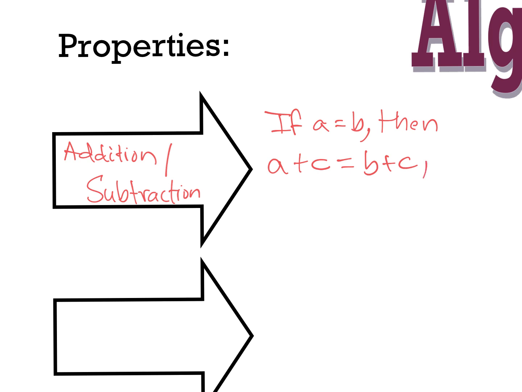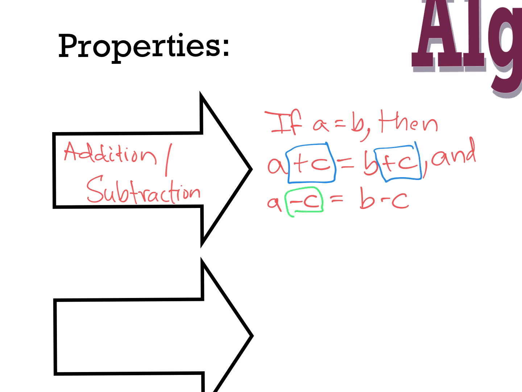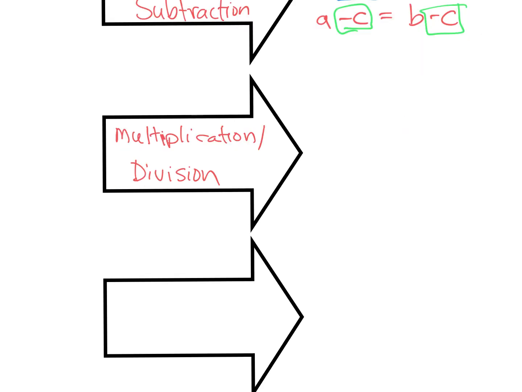So then if we're talking about subtraction, we do the same thing. We're going to subtract. A minus C equals B minus C. So in this part right here, for addition, you're going to add the same thing to both sides. So that's addition property. If it is subtraction, you're going to subtract the same thing on both sides. The next property we're going to talk about is the multiplication and division properties.